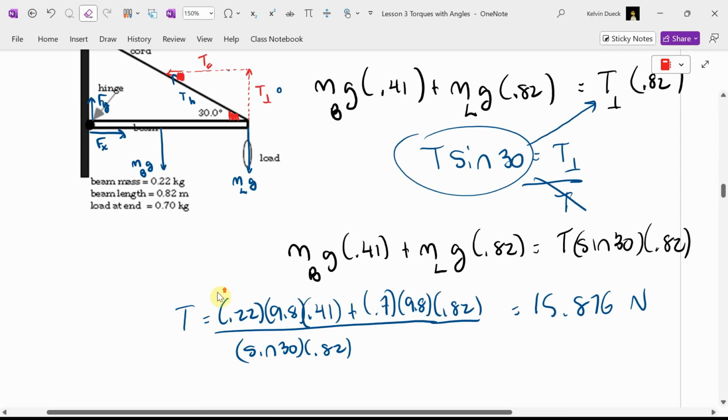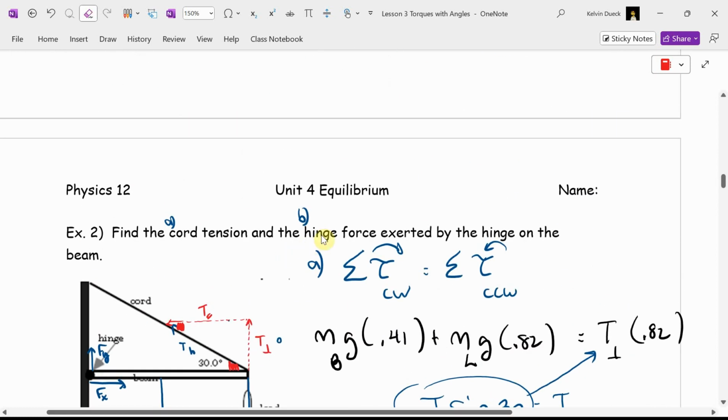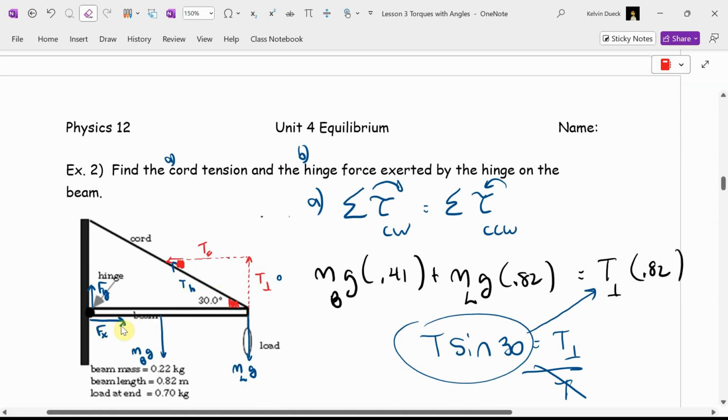What's the next thing they asked us to find? The hinge force. Here's what I'm going to do. I'm going to figure out how big Fx is as a number. I'm going to figure out how big Fy is as a number. And I'm going to add them together. Any thoughts on how I might want to add them together? Draw them tip to tail. We're going to do some vector math.